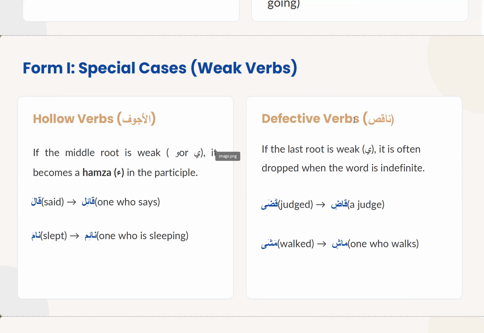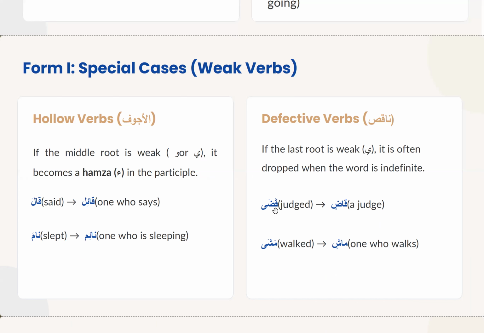And defective verbs are naqis. Naqis is if the root letter is weak, it is often dropped. Yani if the last root is weak, like if the last letter is a weak letter or harful illa, then what do? It is often dropped when the word is indefinite.